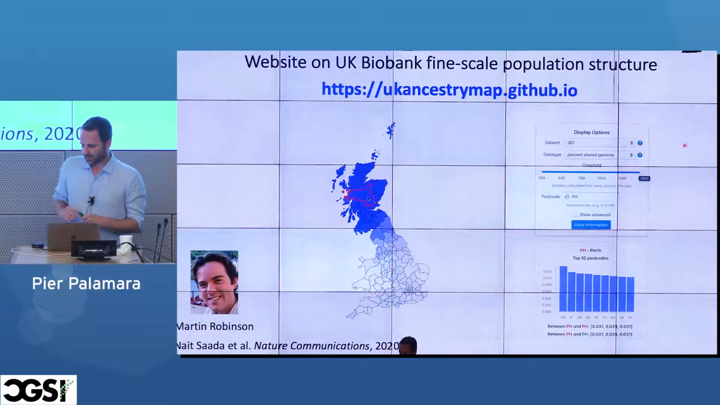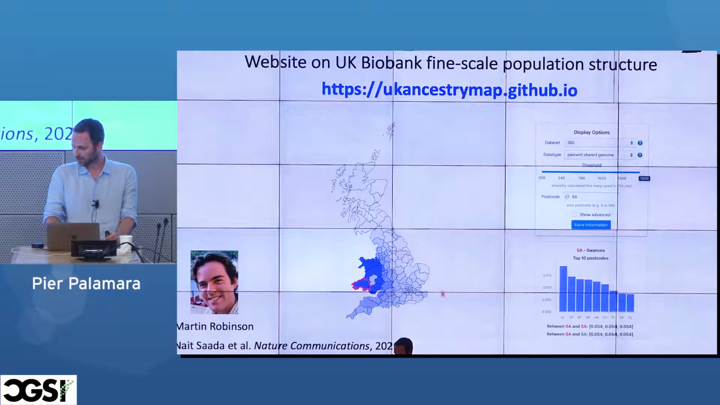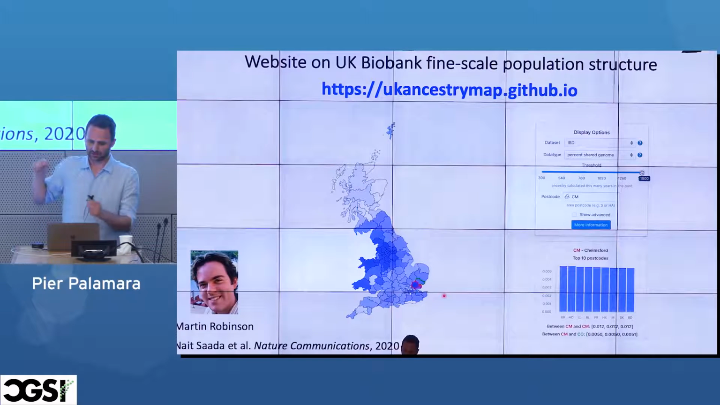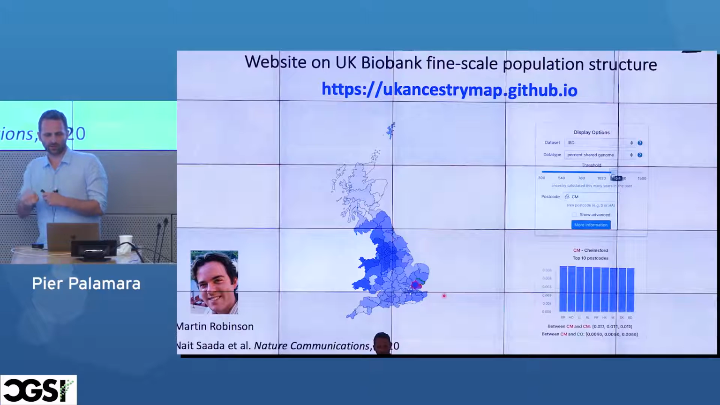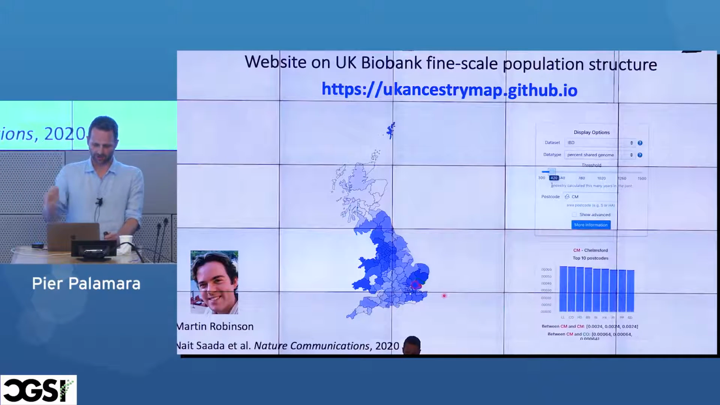There is a website at this address. You can click around and play with different postcodes in the UK. If you click, it shows you where the distant cousins of people living in that postcode live, and you can tune time as well to get some sense of how things change over time.